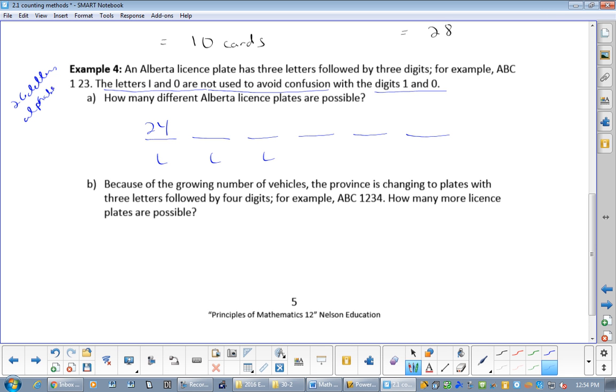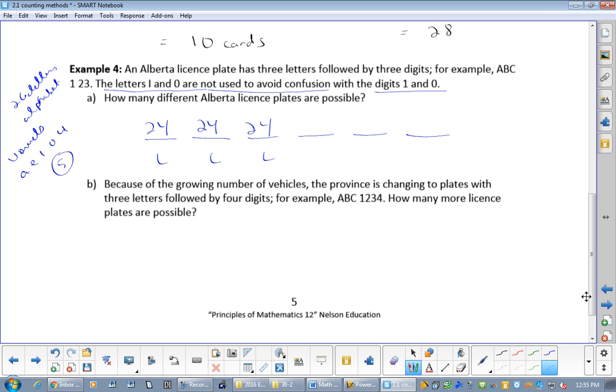And the other thing you need to know is vowels: A, E, I, O, and U. And we're not even going to count Y. Okay. So, again, this is stuff that has to be assumed. You know your letters, right? You know your vowels, how many. You know if it's repeats, not repeats. They've given us limitations, not allowed to use I and O, so I'm going to go 24, 24, 24.